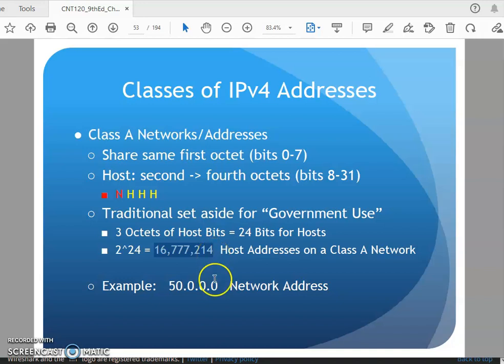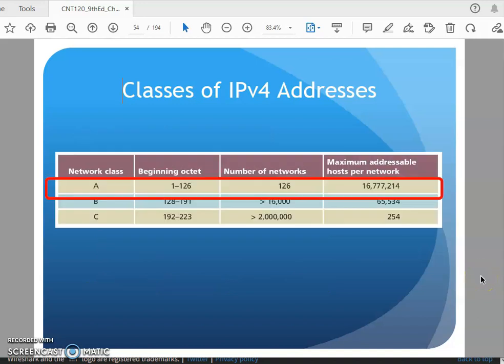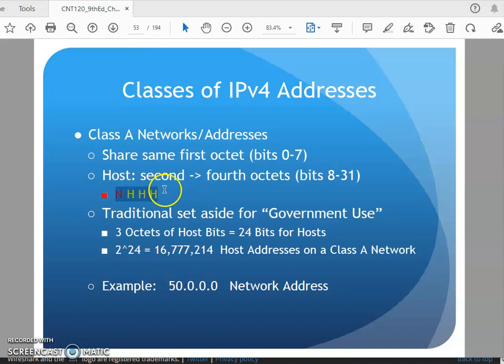I would know it's a Class A by looking at the first octet. The first octet was my clue that this was a Class A network. If my first octet was 1 to 126, that would indicate this was a Class A network. So if I saw a 50, a 70, a 92 dot something, I knew it was a Class A network, and I knew to deal with it, or recognize that it was set up, in this manner.